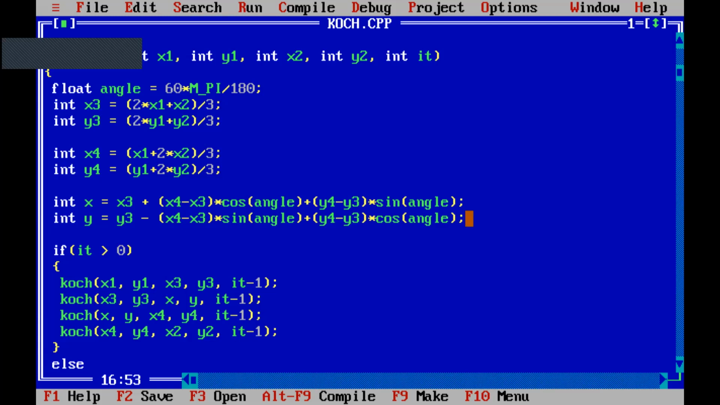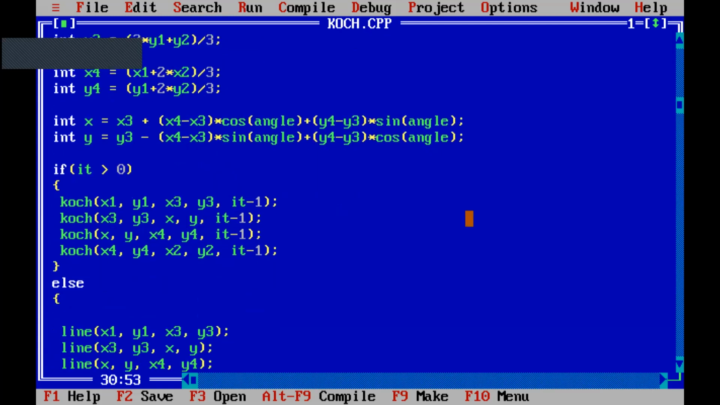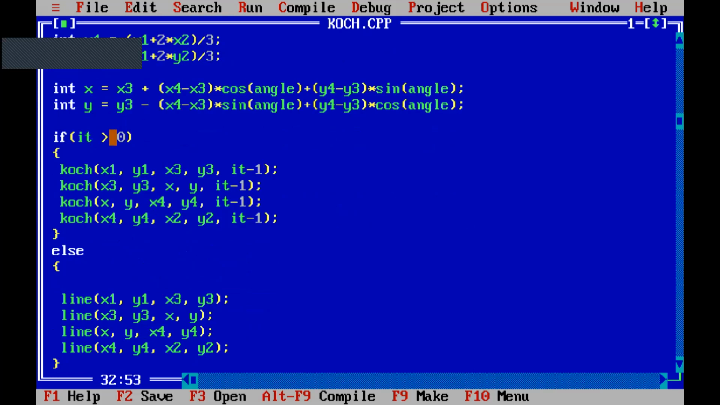How many iterations do I need? I need 4 iterations as per this program. So I need to call the Koch function repeatedly. When will I stop? If it is greater than 0, meaning I have more iterations left, then I will call the function repeatedly. Otherwise, if it equals 0, that means no more iteration is left. In that case, what will I do? I will draw 4 lines.